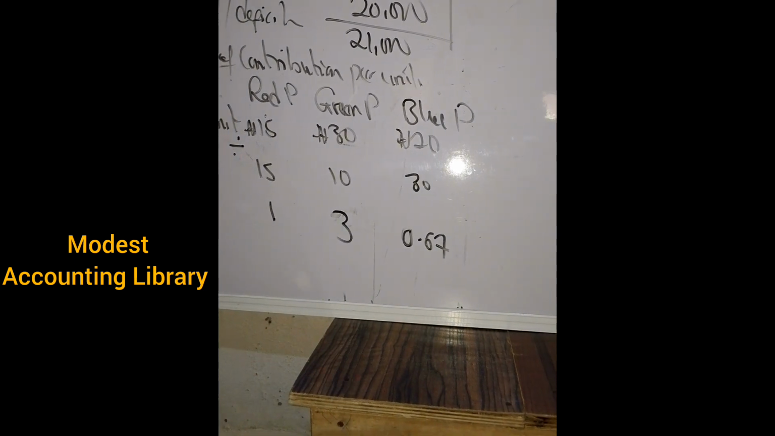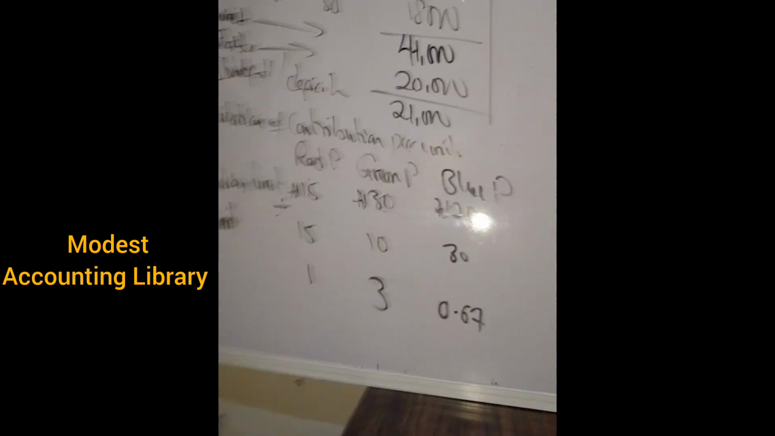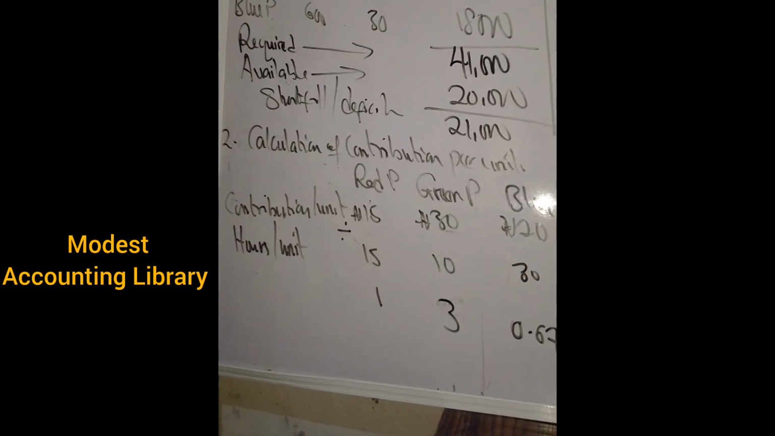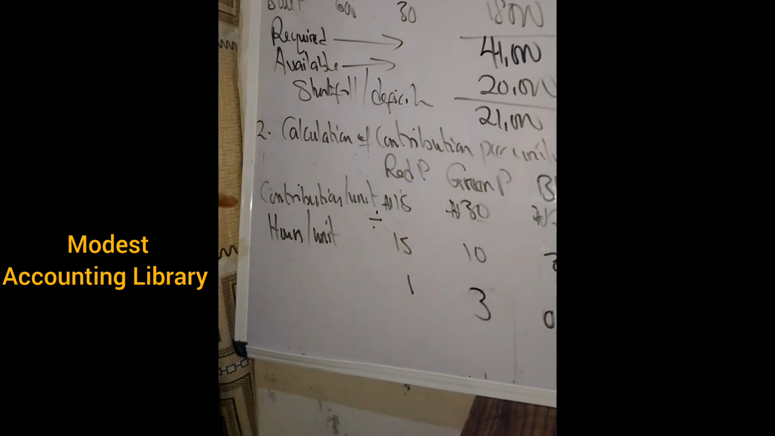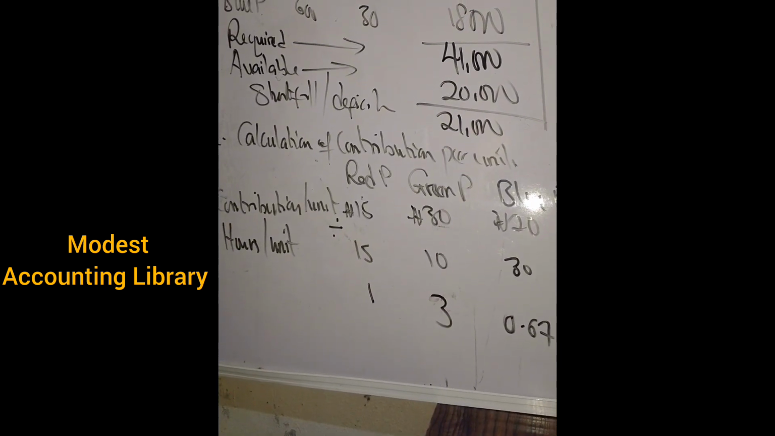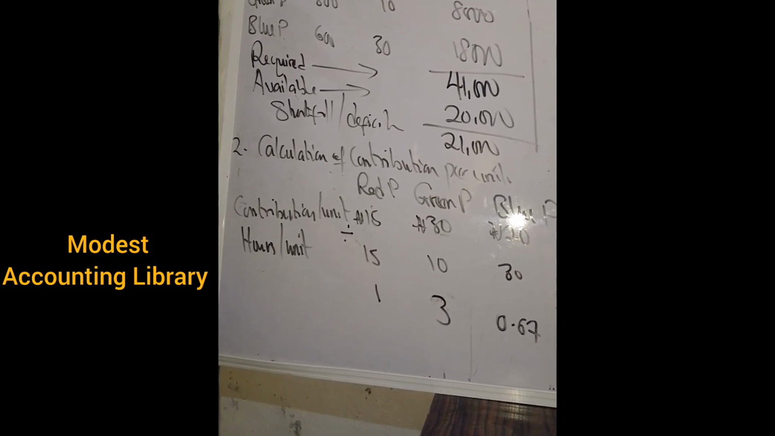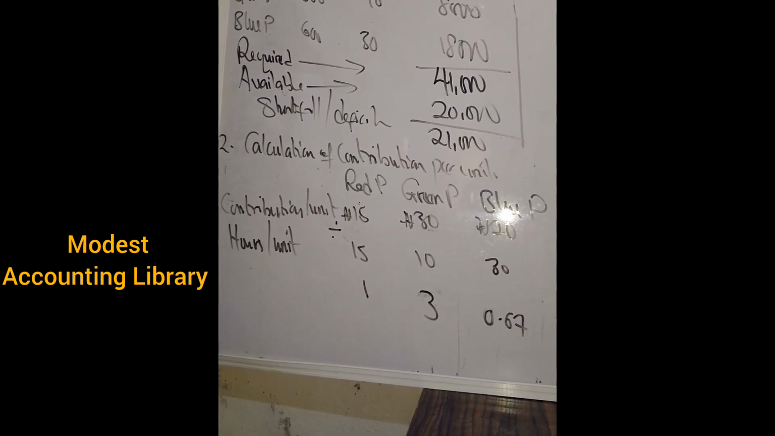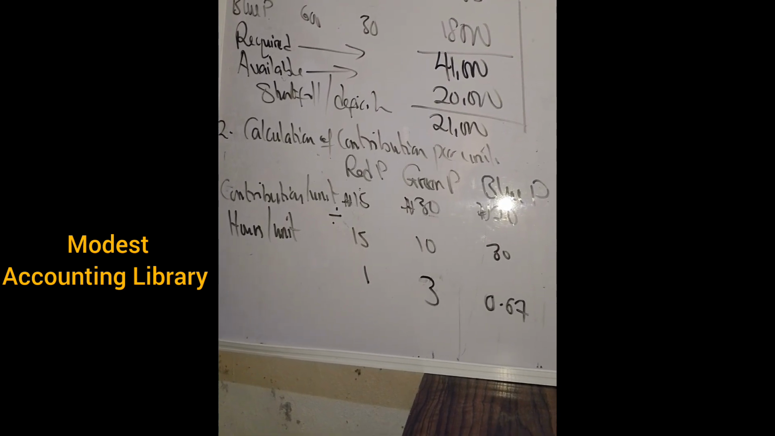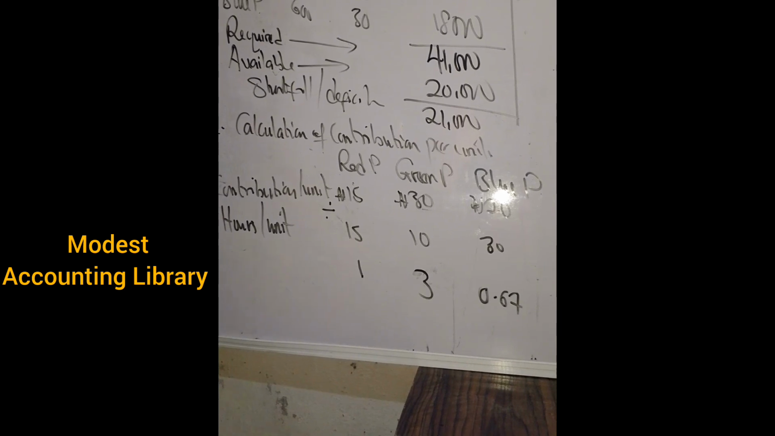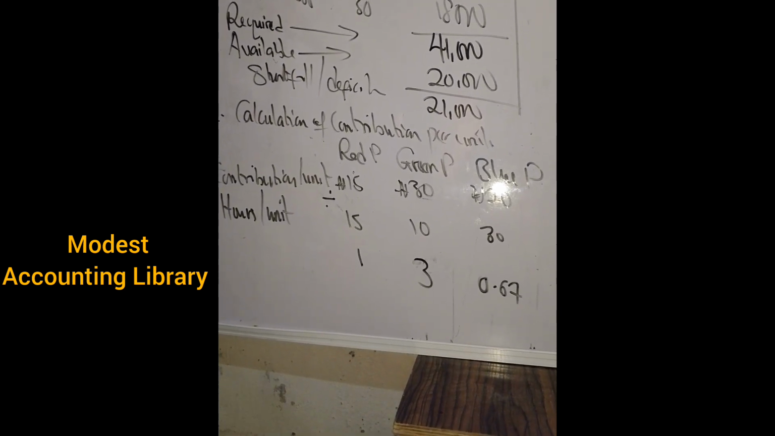0.67. So this is the contribution per unit. After we must have calculated this contribution per unit, the next thing to do is to rank these items. The contribution that we have calculated, we are now going to rank it in descending order, right? Descending is from up to down. We are going to rank it in descending order.